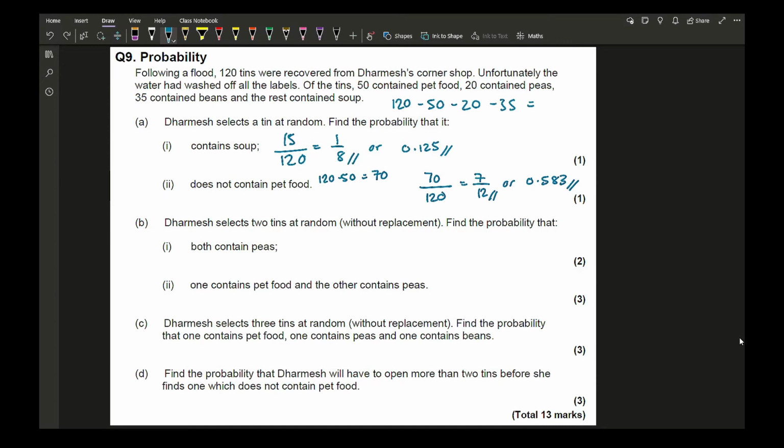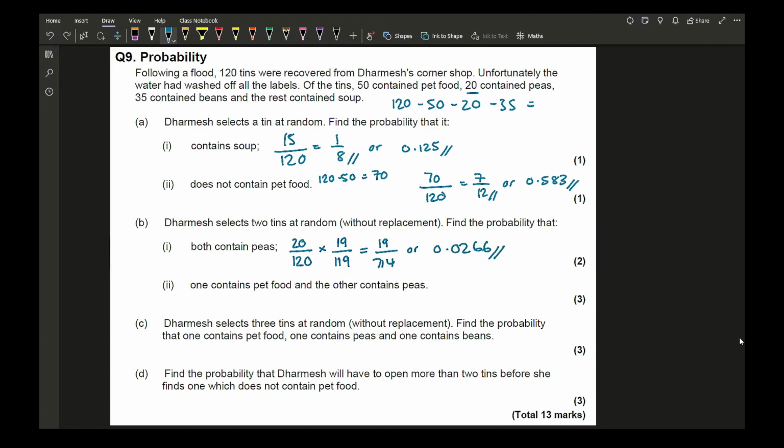So for this, it says that Dharmesh selects 2 tins without replacement. Find the probability that both contain peas. So peas is 20 out of 120. So the first one will be 20 out of 120. Then if you've already selected one, there'll be 19 left out of 119 tins. And if you work that out, it simplifies to 19 over 714, which written as a decimal gives me 0.026.